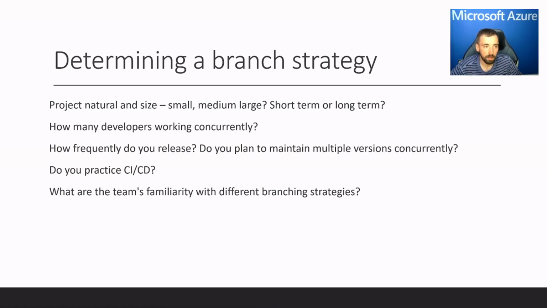And what is the team's familiarity with different branching strategies? If we've been working one way for a long time and then we're moving to a new branching strategy, this is going to require the team to reskill or potentially even change their culture and their way of working entirely. So we need to take that into consideration as well.